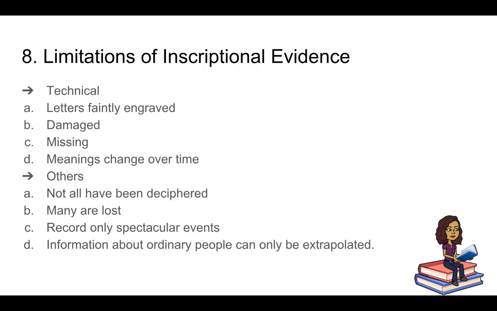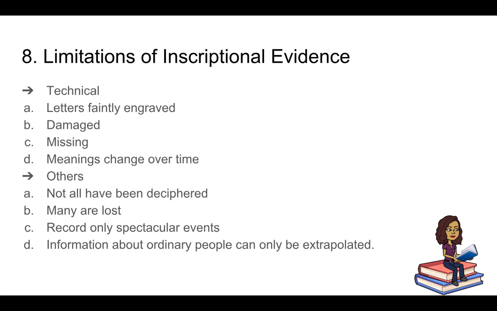Now let's talk about the limitations of inscriptional evidence. What are the problems of handling inscriptional evidence? The first is technical. There could be letters that are faintly engraved, so you can't really make out what is written. Or maybe the inscription has been damaged, so part of the text is missing. Maybe inscriptions themselves are missing, we haven't found them. Often meanings change over time, right? The syntax changes over time. Words begin to mean very different things over time. So whether the translations that we have of the inscriptions are accurate is a question that we need to keep asking ourselves.